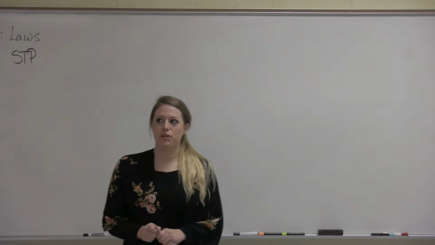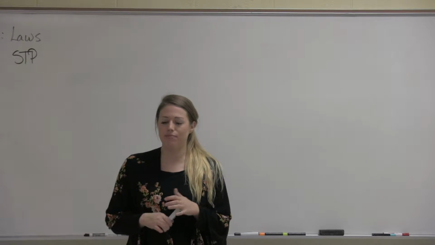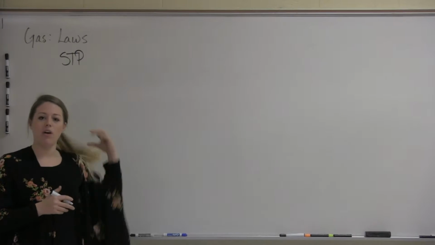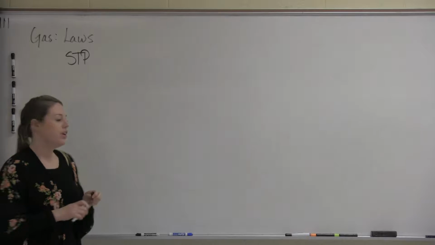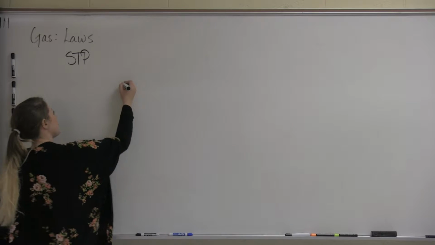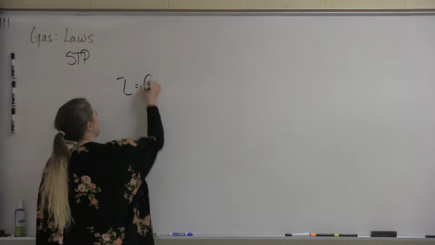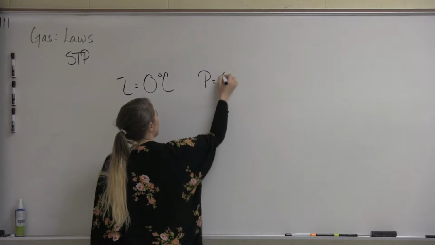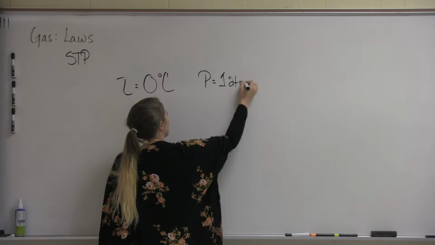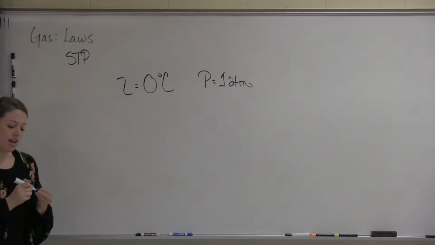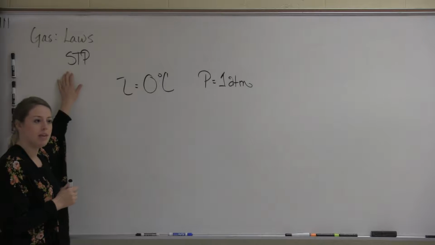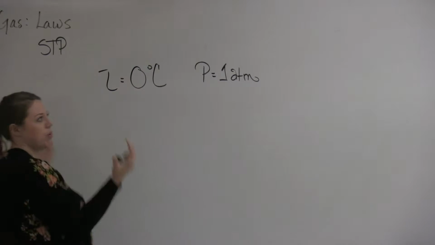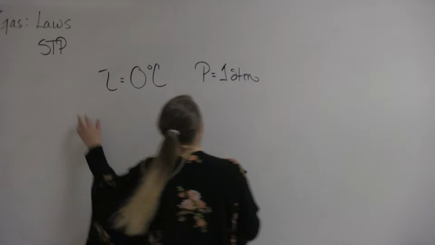Gas laws, lecture number 6, STP. For gas laws, if we're going to say something's at STP, we call this standard temperature and pressure. The standard temperature is 0 degrees Celsius, and our pressure is going to be 1 atmosphere. These are always the conditions under STP. So let's say that we want to solve for something at STP.